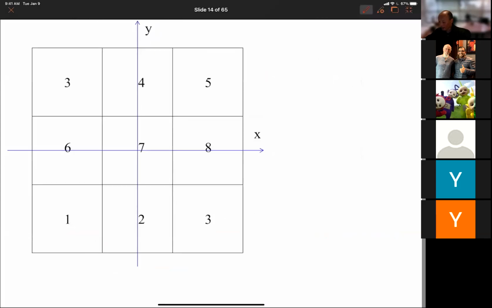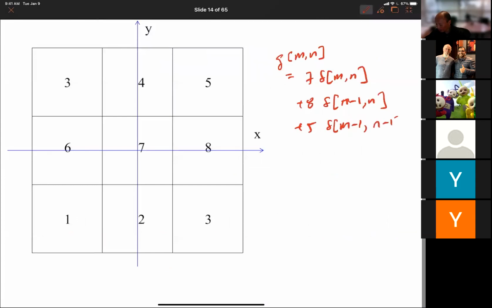Okay, so for example, here's another image, and so we can write this. So this is like G of m, comma, n. And so we have a delta function at the origin plus 8 times a shifted delta function, m minus 1, n, plus 5 times it shifted in both directions. And you can just go forth and fill it out on your own, but that's the basic idea, that you can write any image as a sum of weighted and shifted delta functions. Okay, are there any questions up to this point? All right.